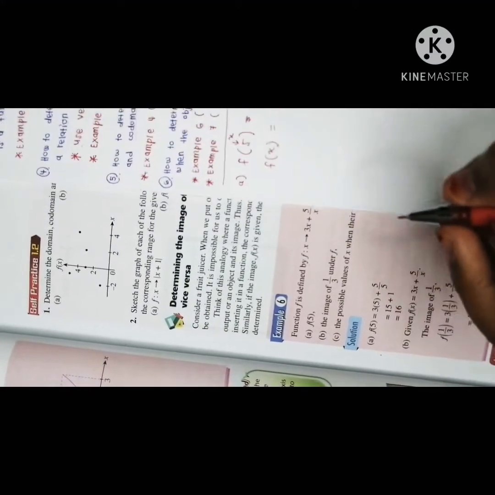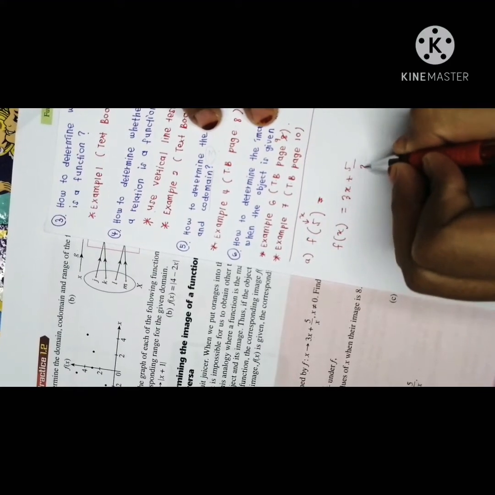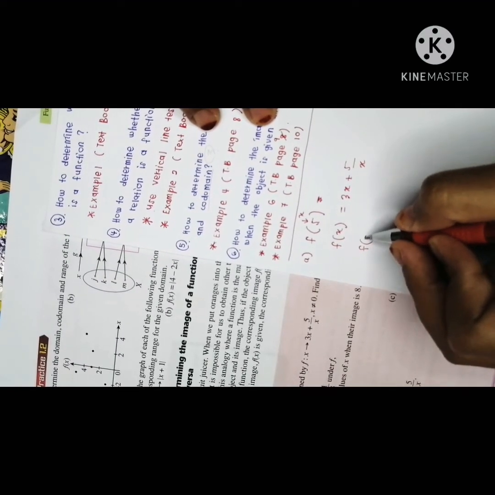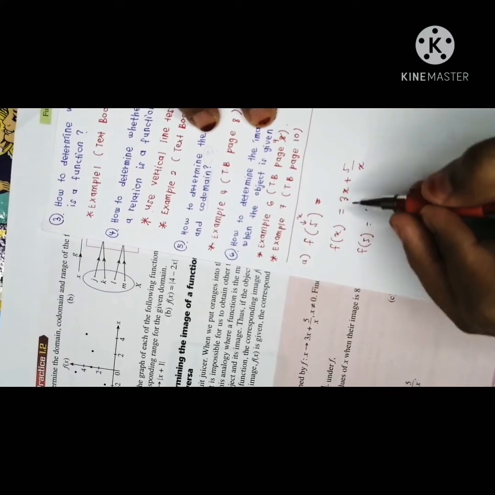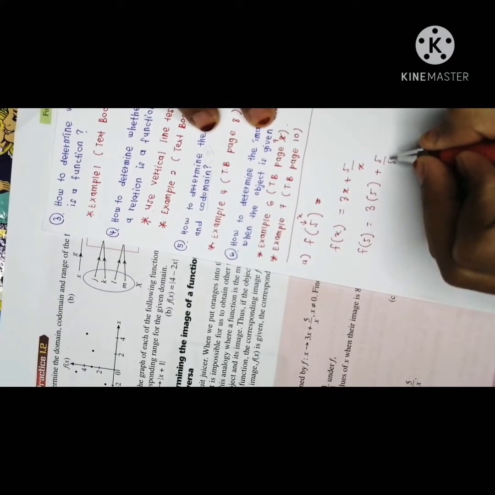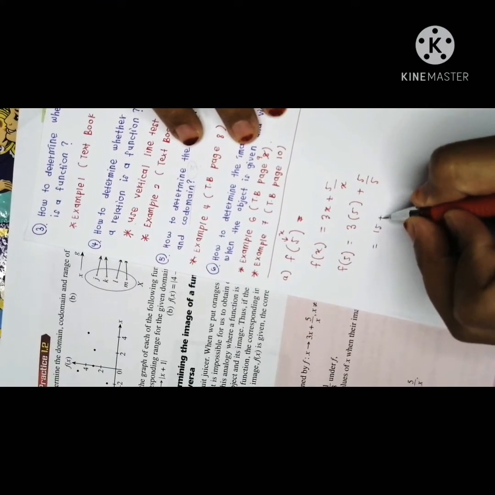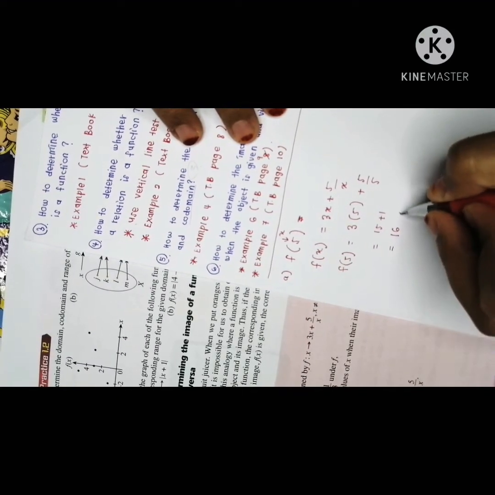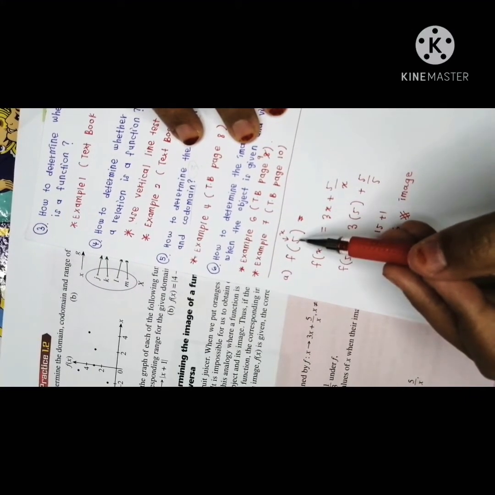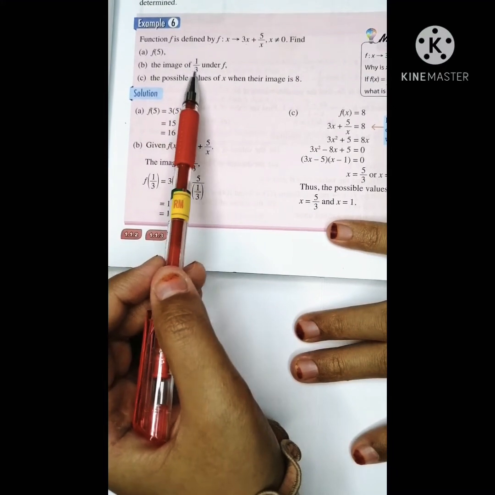Remember the function f(x) is equal to (3x + 5)/x. This x is substituted with 5, so f(5) equals 3 times 5, plus 5 over 5. Then you get 15 plus 1, and the answer is 16. So this is the image of 5.